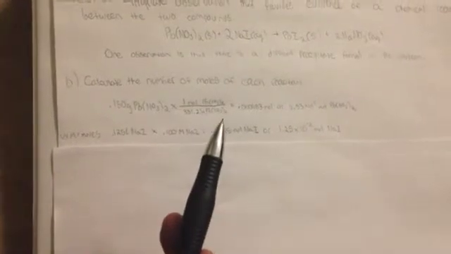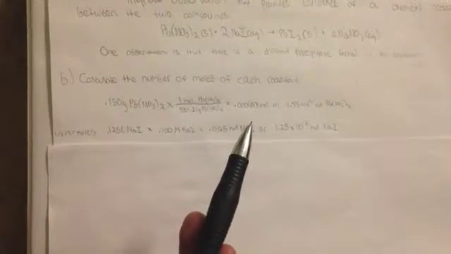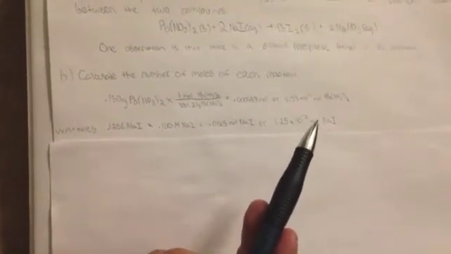For B, we need to calculate the moles of each reactant. So, we take 0.150 grams of Pb(NO3)2 and divide it by the molar mass of Pb(NO3)2, which is 331.3 grams per mole, and we get 0.000453, or 4.53 times 10 to the negative 4 moles of Pb(NO3)2.